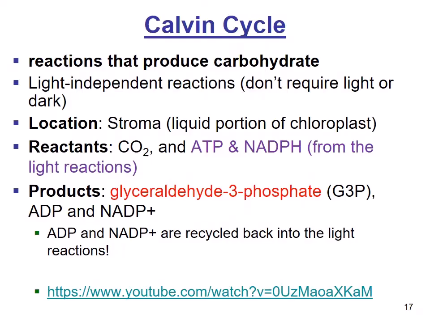Sometimes they're referred to as the light independent reactions because they don't require light to occur, but often we call them the Calvin cycle. This happens in the stroma, which is the liquid portion of the chloroplast. Going into the Calvin cycle, we've got carbon dioxide, and we also have the ATP and the NADPH that were produced in the light reactions. A product of the Calvin cycle includes glyceraldehyde 3-phosphate, and then we also get ADP and NADP, which can be recycled back to the light reactions.